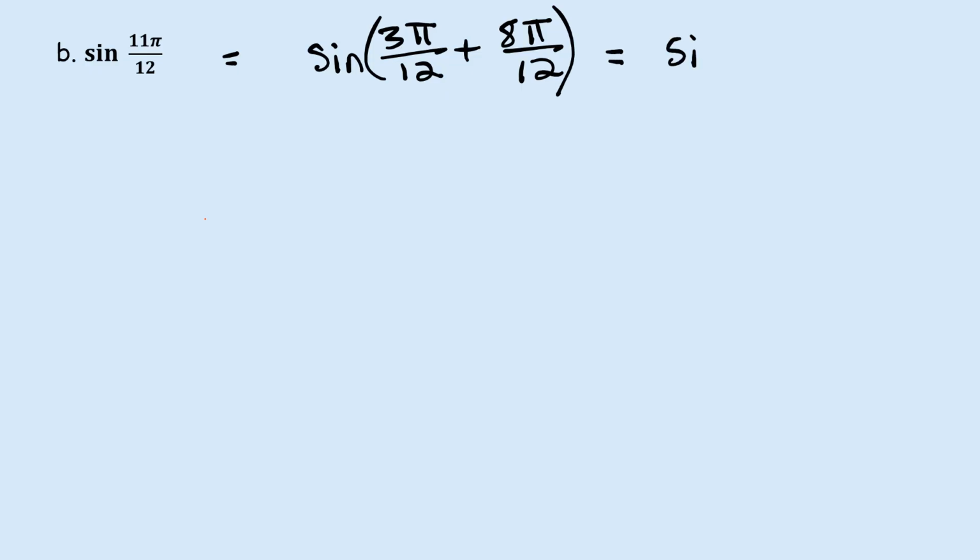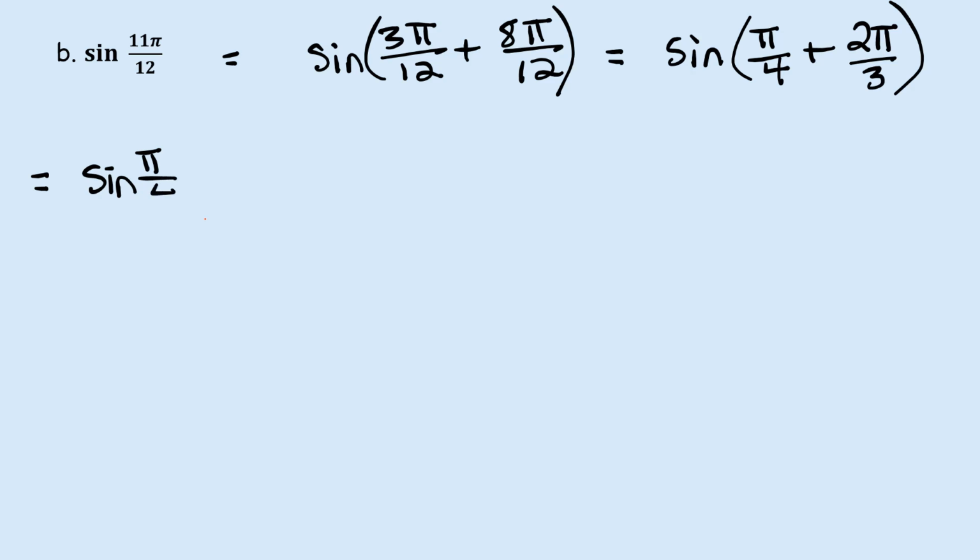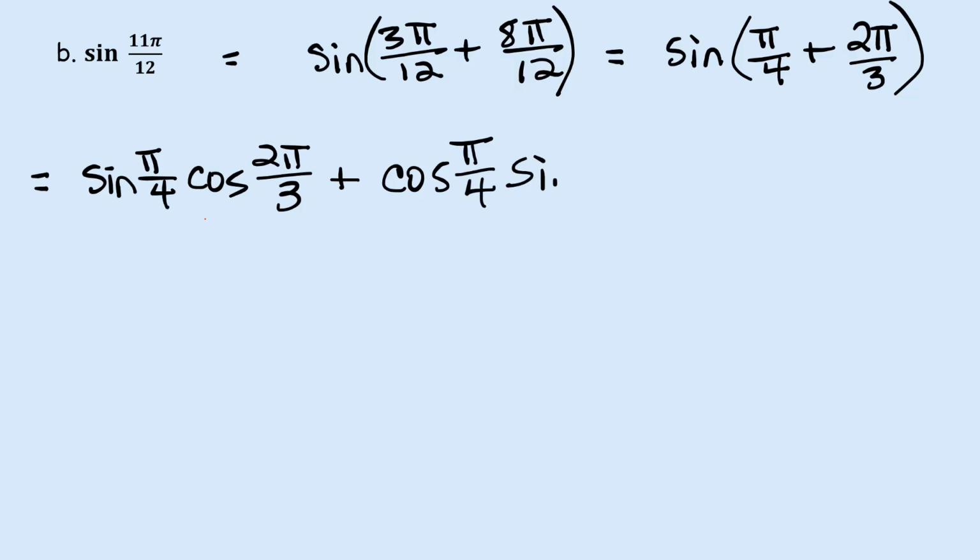And let's reduce those fractions. So sine pi over 4 plus 2 pi over 3, 2/3 pi. And so now we just use the formula sine, cosine, cosine, sine, and it's going to be positive. It's going to be plus. So sine pi over 4 cosine 2 pi over 3 plus cosine pi over 4 sine 2 pi over 3.